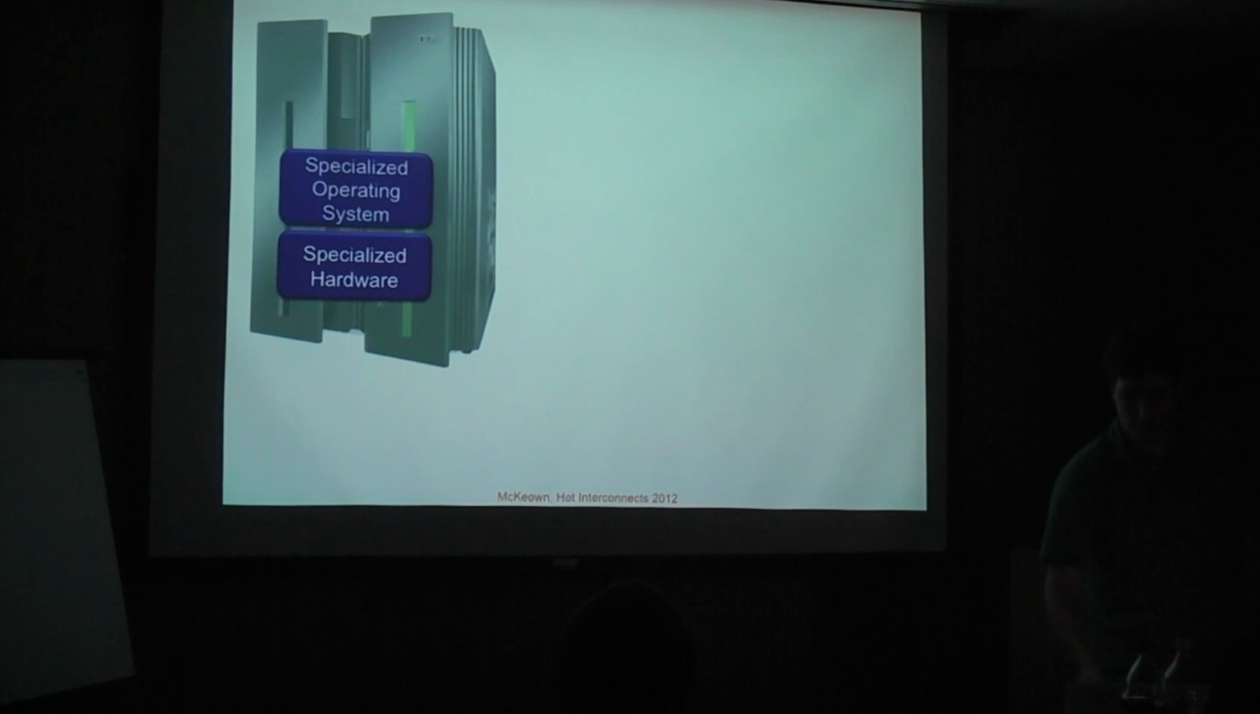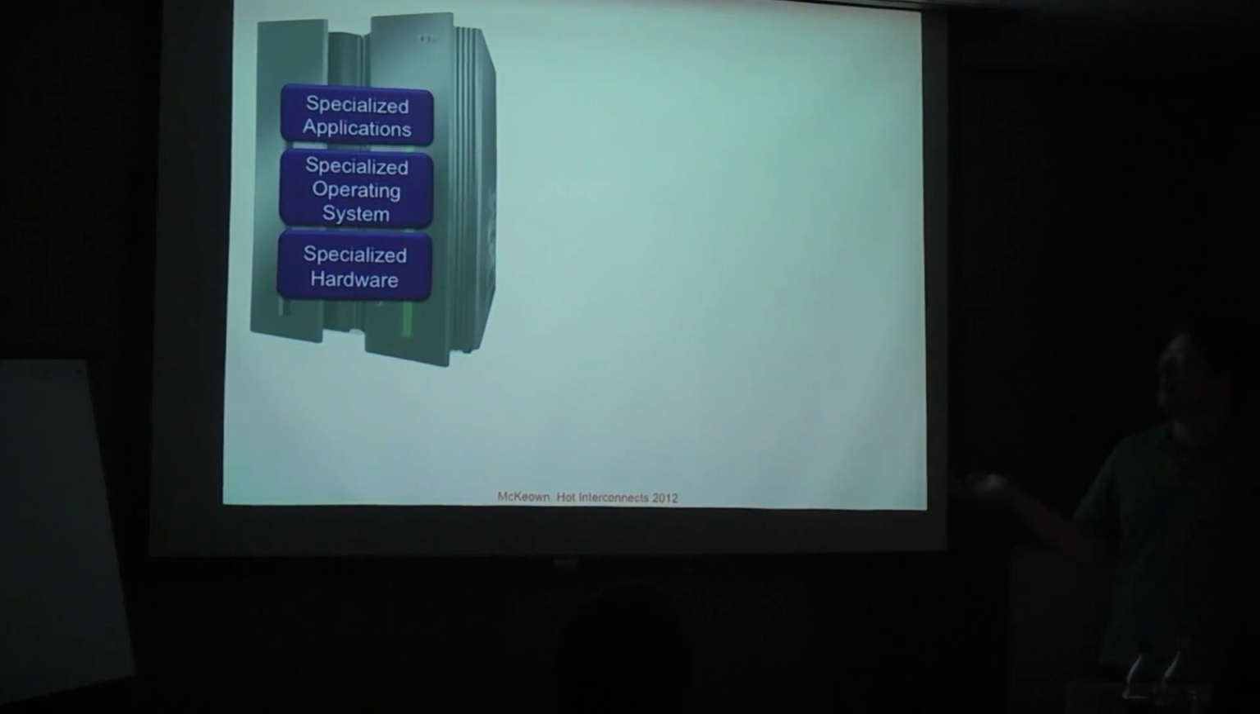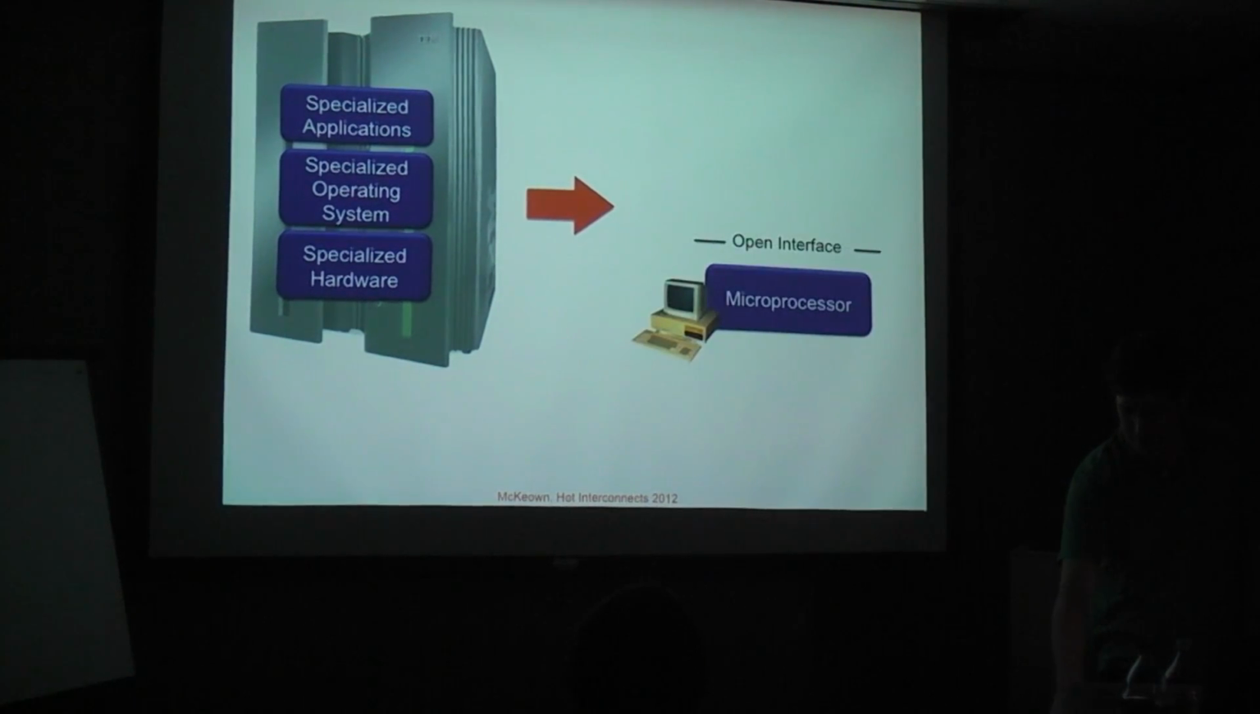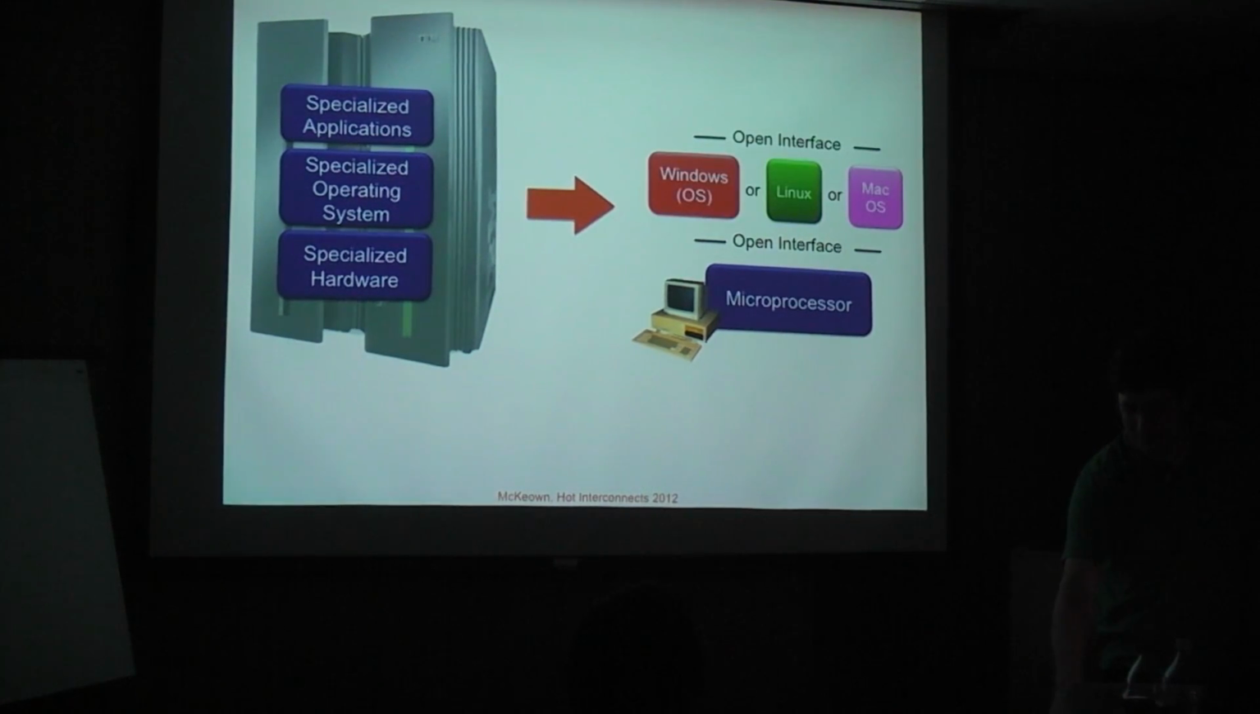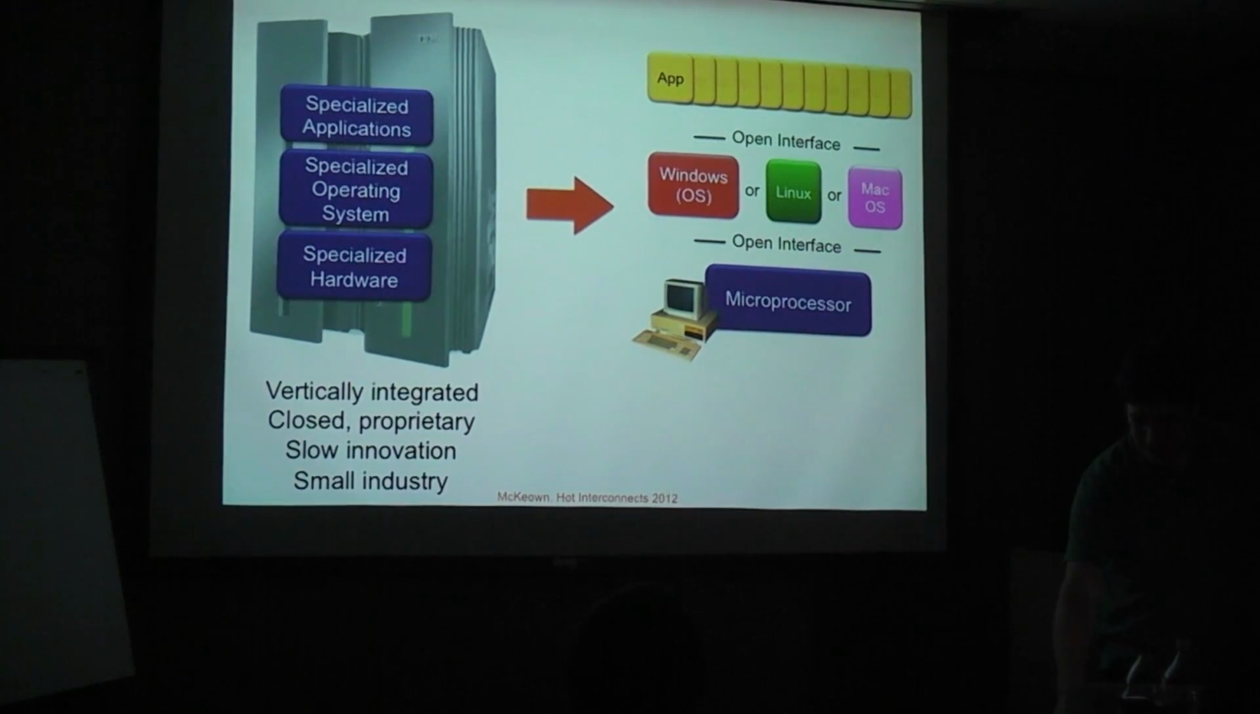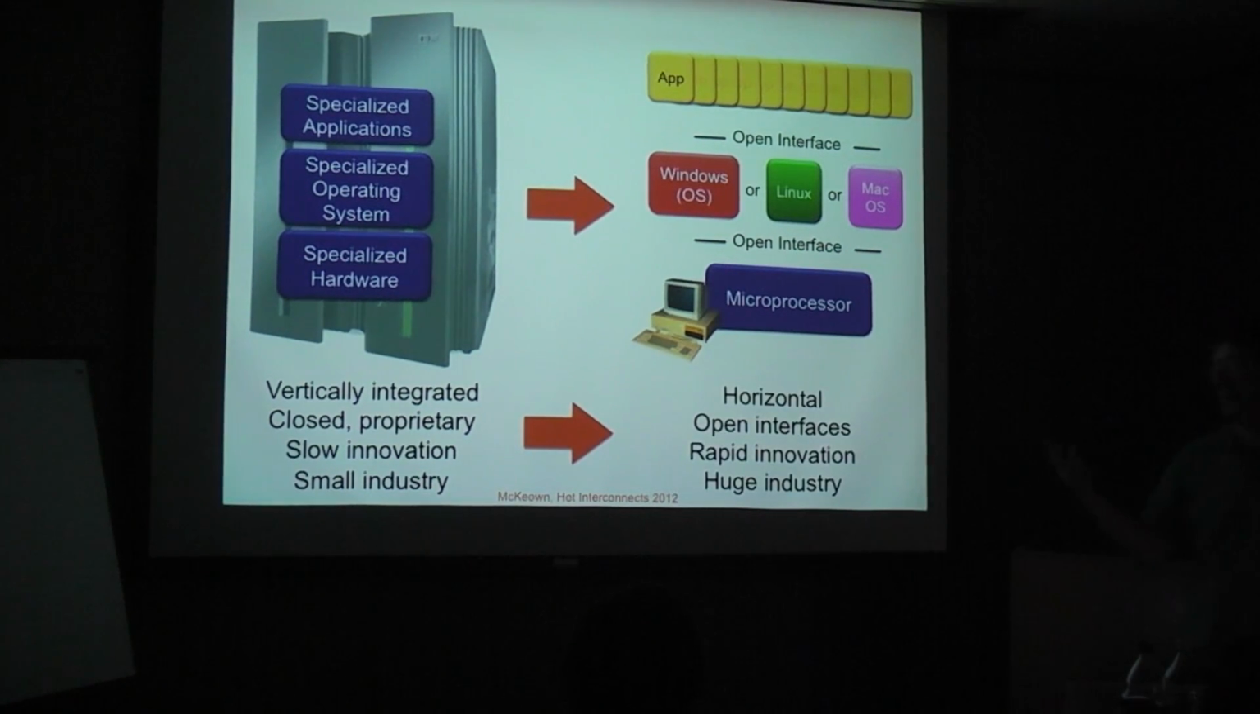The really high-level view as to why people are doing this is that we used to have these big computers that took up whole rooms. We still do actually. IBM still makes most of their money there. But they had specialized hardware, specialized operating systems, specialized applications, and we eventually figured out this was a bad idea. We created an open interface for the microprocessor, basically x86. We created a bunch of different operating systems with standard interfaces, and we wrote apps for them. The result is we went from vertically integrated, closed, proprietary, slow innovation with a very small industry to the whole PC industry we have today.